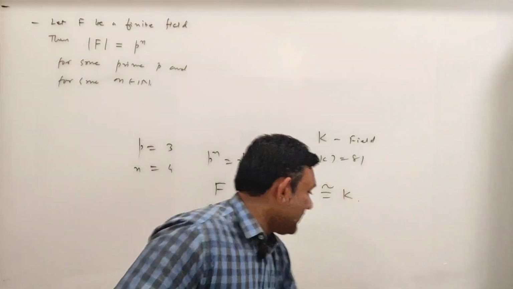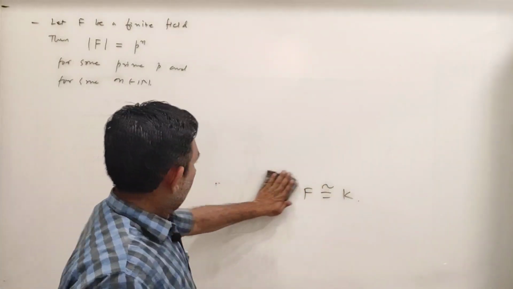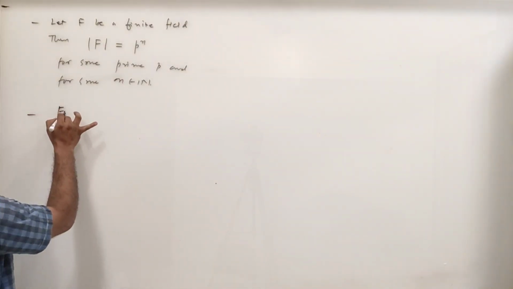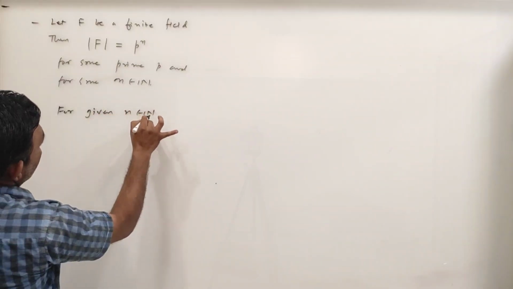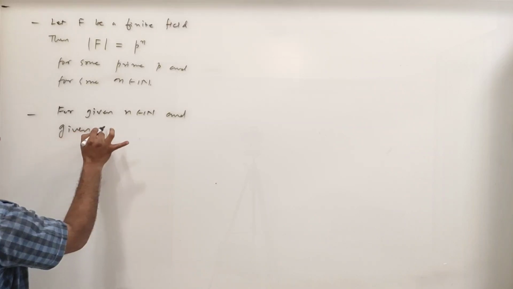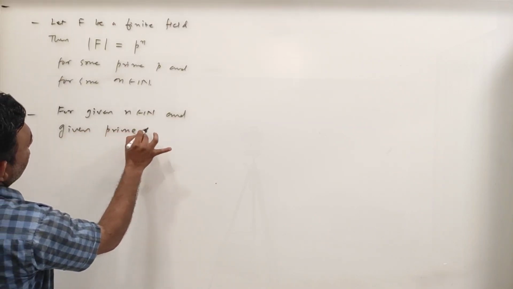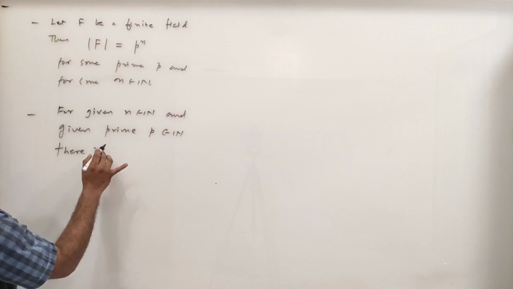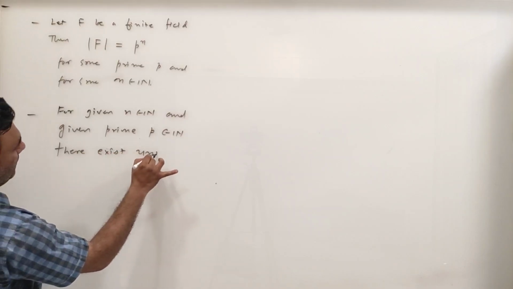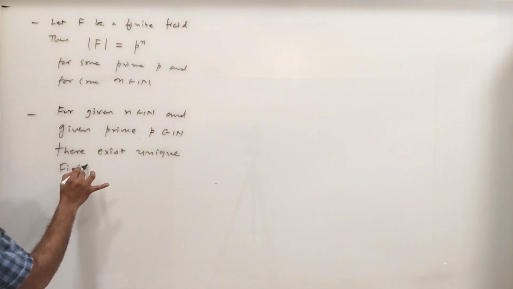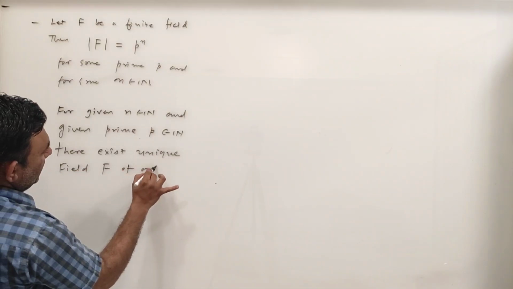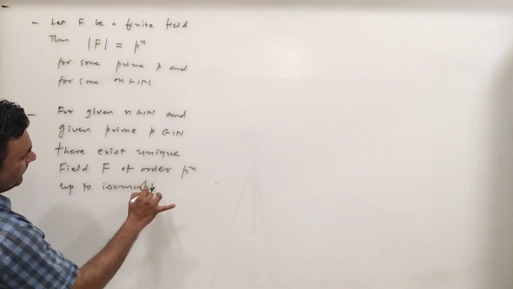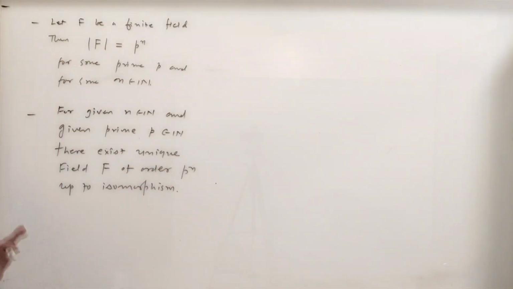So let me write this fact also here. So the second thing: for given n belongs to N and given prime p belongs to N, there exists a unique field F of order p raised to n up to isomorphism. So that is the second thing.